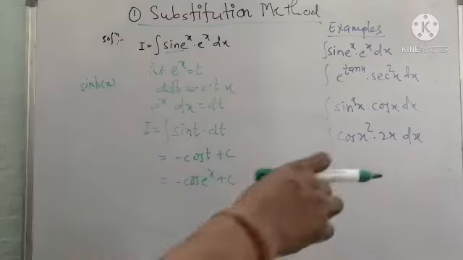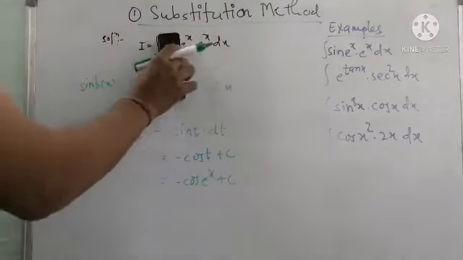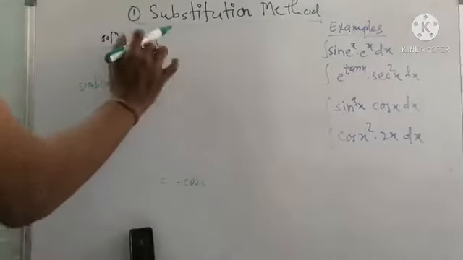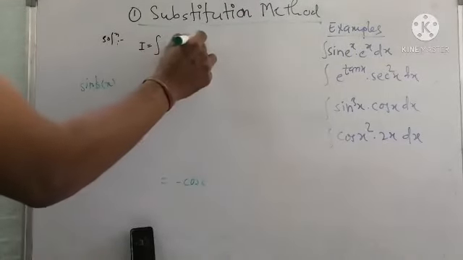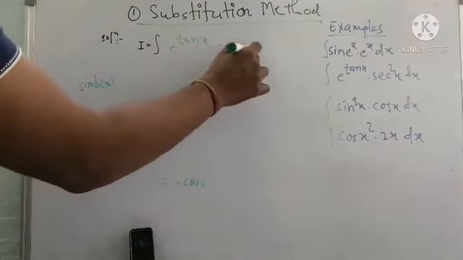Similarly, we can solve the remaining examples. The next example is e raised to tan of x into sec square x dx. Now observe here.